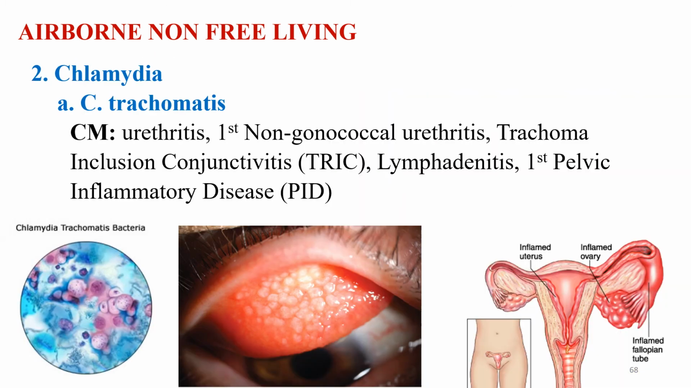Chlamydia trachomatis, commonly known as chlamydia, is a bacterium that causes chlamydia, which can manifest in various ways, including trachoma, lymphogranuloma venereum, non-gonococcal urethritis, cervicitis, salpingitis, pelvic inflammatory disease.